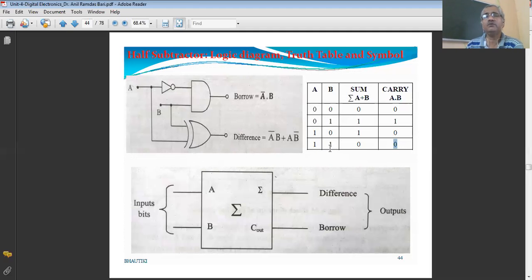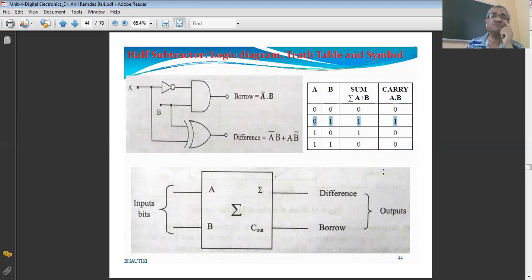So 1 minus 1 is 0. 1 minus 0 is 1. 0 minus 1 is 1 with borrow 1. So this is the most important condition, which is different from the others.